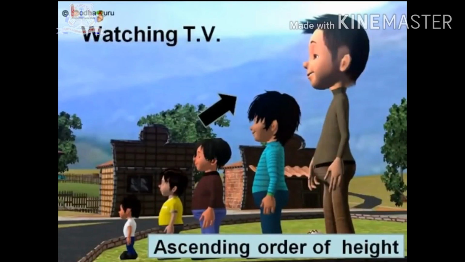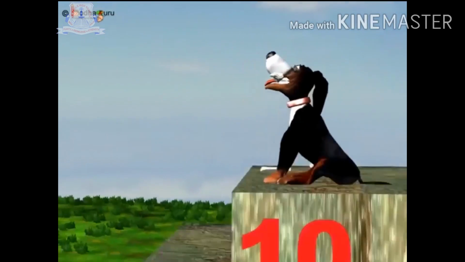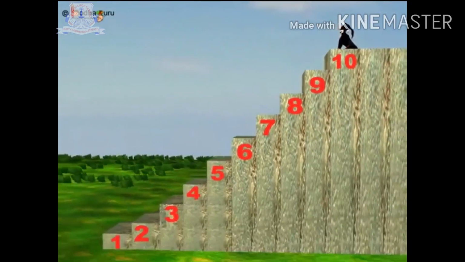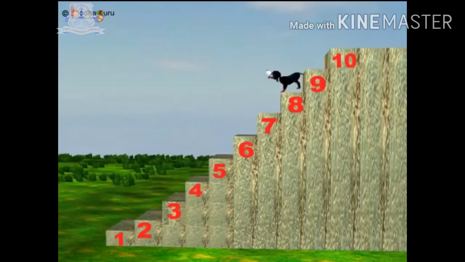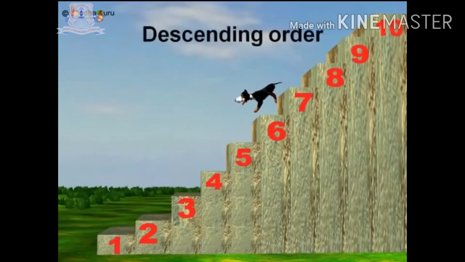Now let us see Tommy coming down after getting the bones. 10, 9, 8, 7, 6, 5, 4, 3, 2 and 1. So he came down from the greatest number 10 to the smallest number 1. When we go down from the greatest number to the smallest number, it is called descending order. Yes, it is descending order.